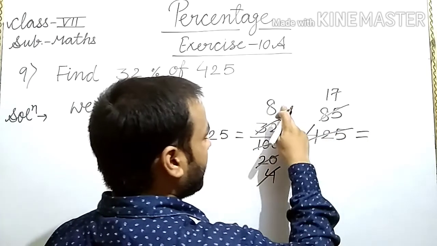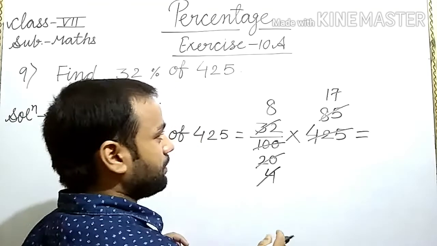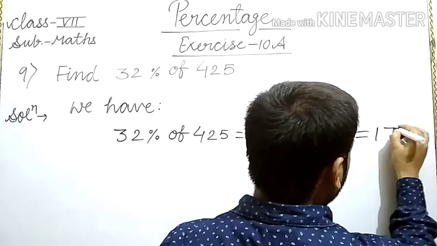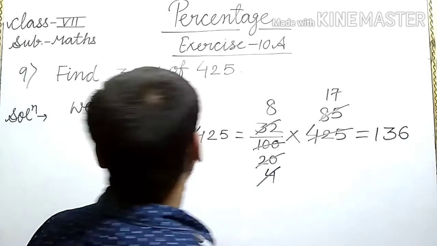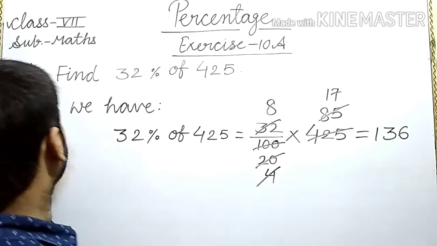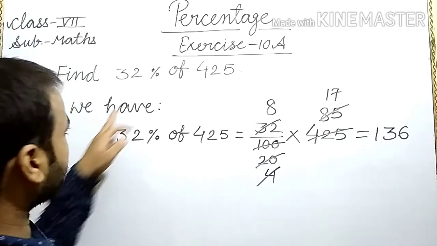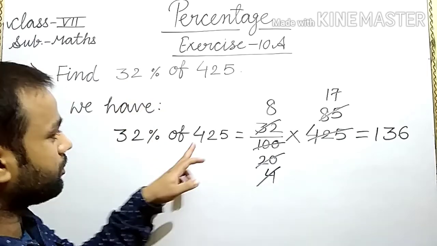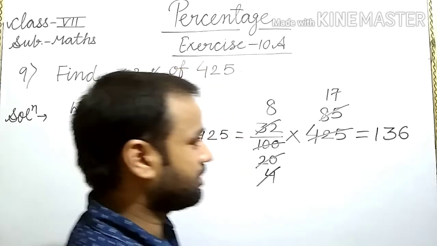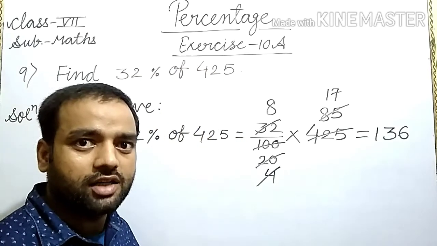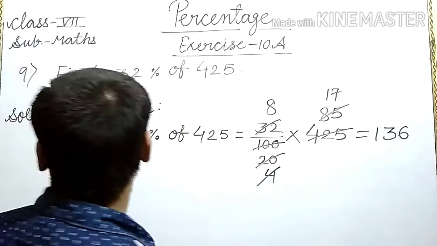We multiply 8 into 17. We get 136. Is it clear? Lastly, we find 32% of 425 is equal to 136. Is it clear? Now let us discuss question number 10.